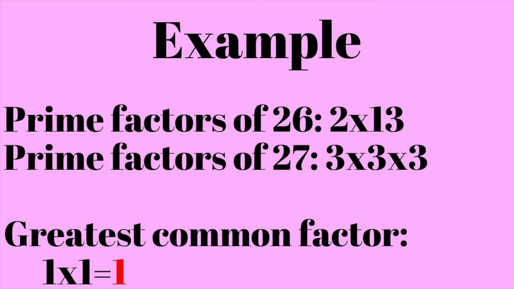Not quite, because if you remember, 1 does evenly divide into all whole numbers, and because of that, we have a greatest common factor of 1, because no number evenly divides into both 26 and 27 that's larger than 1.